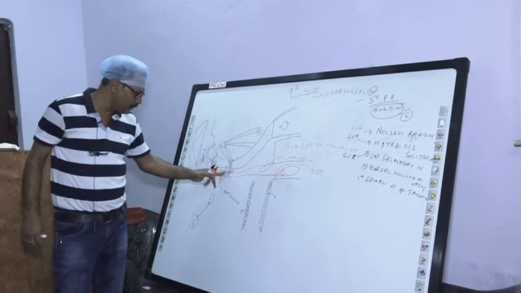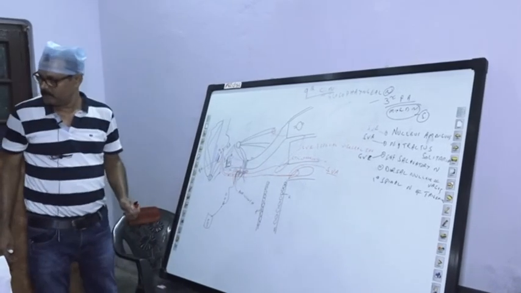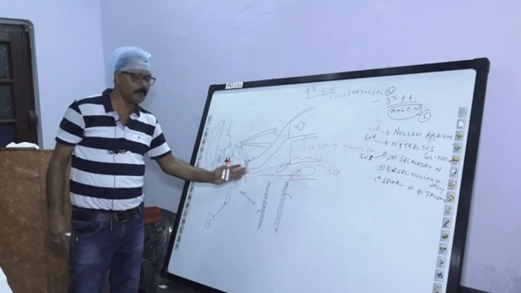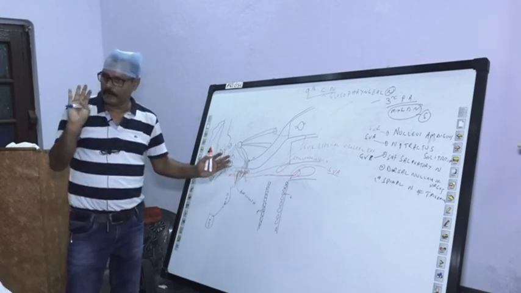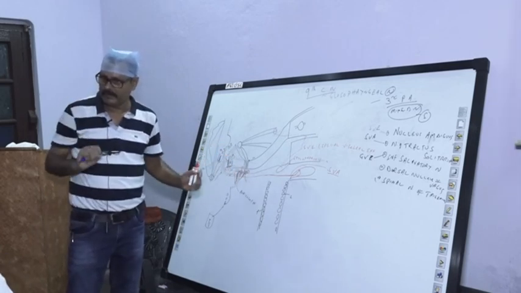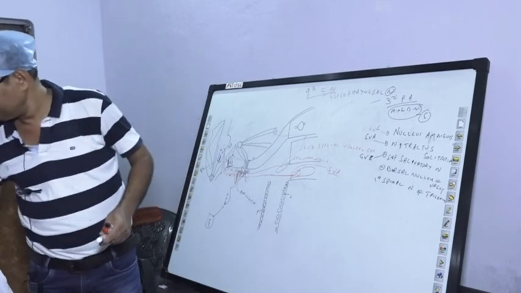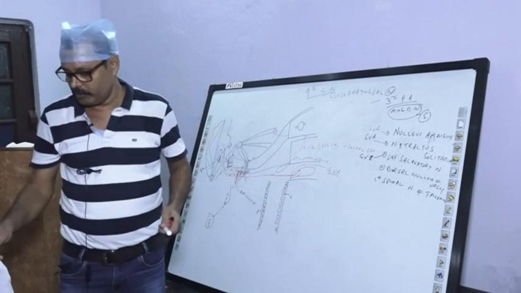Here posteriorly you have the middle meningeal artery, and anteriorly you have the medial pterygoid plate. This diagram will be up to the hand. You see over here? You can see two towers over the room.